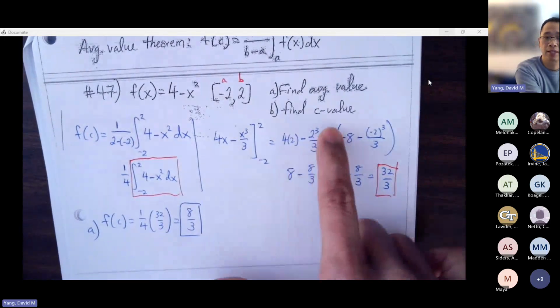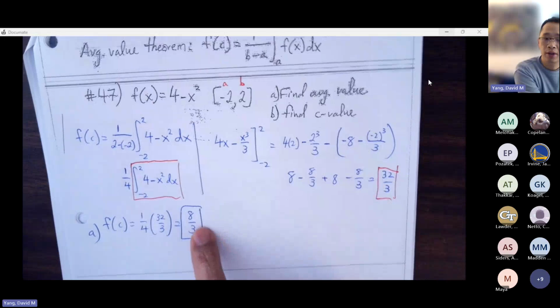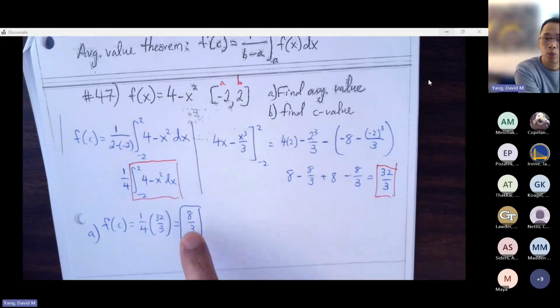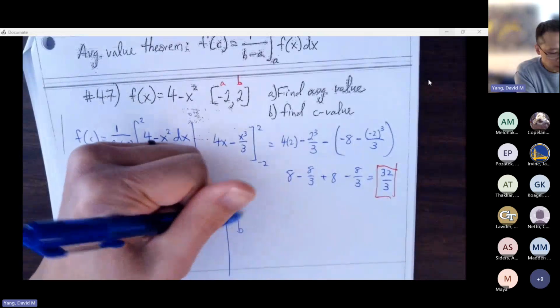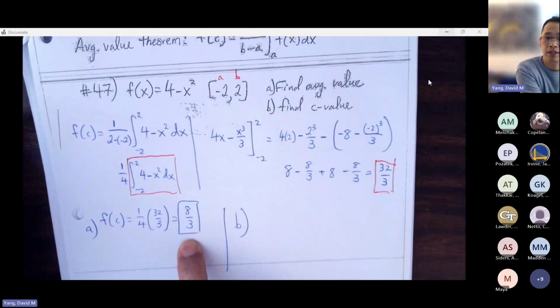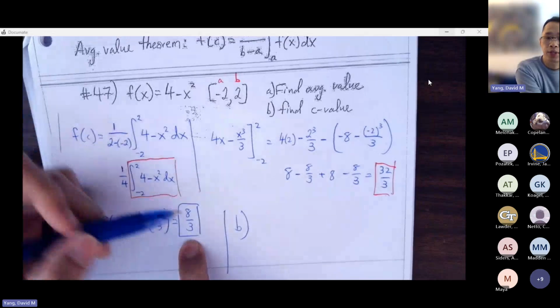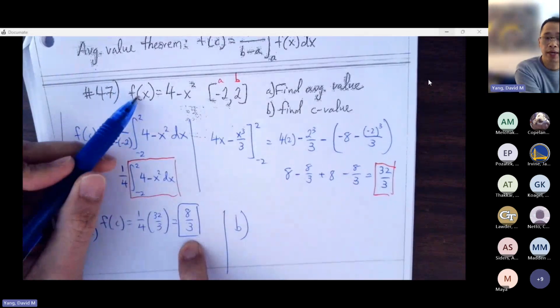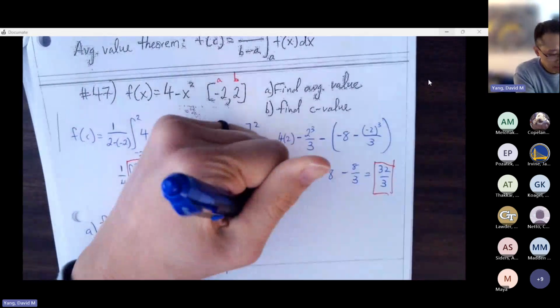So now part B says find the C value. Now that we know what our average height is, where's the location of this average height? That's what part B is asking. We know that's our y value, but what's the x value at that location? So we can simply plug 8/3 into the y and then solve for x.